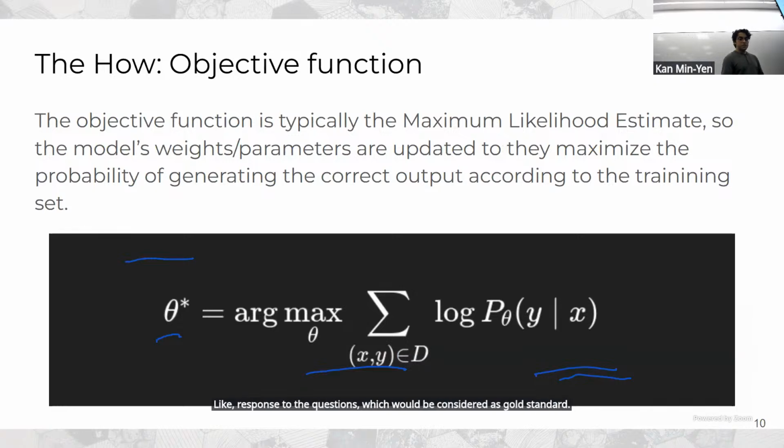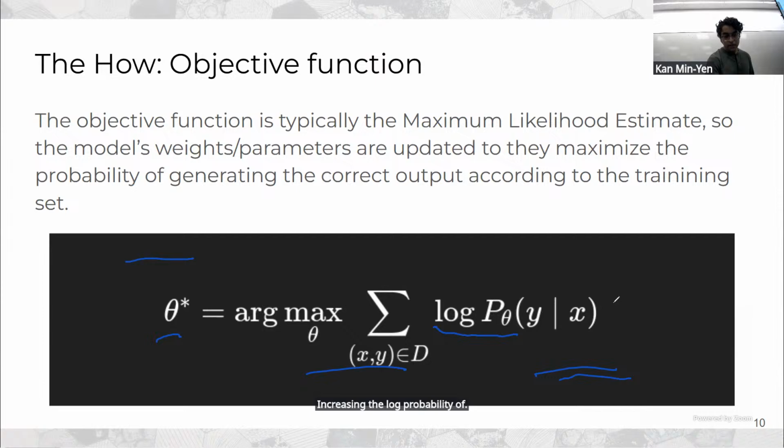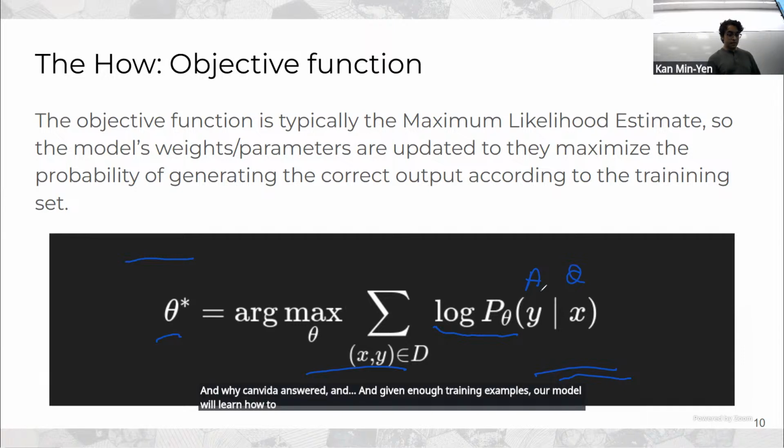The objective function in fine-tuning is called maximum likelihood estimation. What it is essentially doing is conditioning the model so that its outputs are more likely to match the outputs in the training dataset. Yeah, this is the equation for it. If you see over here, it is essentially just increasing the log probability of Y given X. In this case, X can be the question and Y can be the answer. And given enough training examples, a model will learn how to answer these questions.